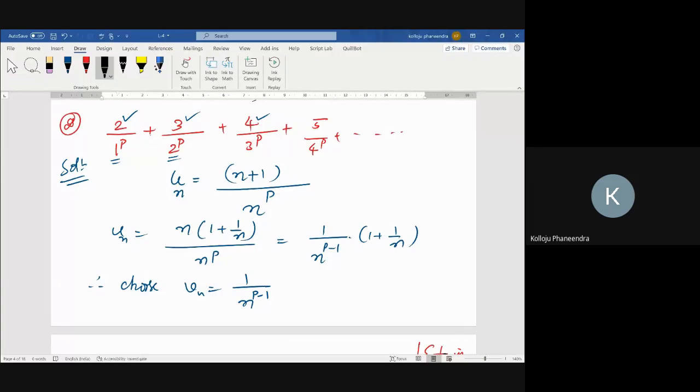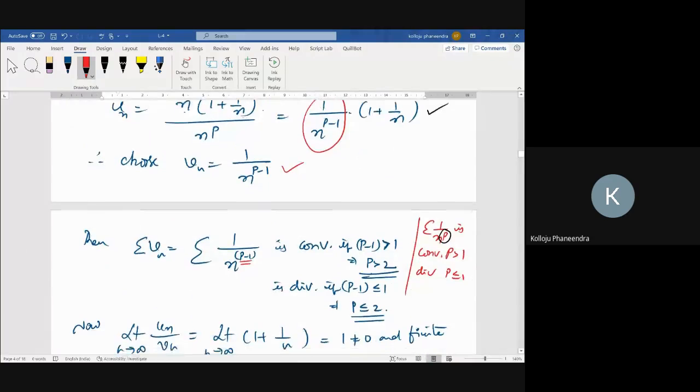Right. Listen once again. For this series, the nth term is what? First term numerator 2, second term numerator 3, third term numerator 4. So the nth term numerator is n plus 1. And denominator, first term 1 power p, second term 2 power p, third term 3 power p. So the nth term denominator is n power p. Let me express un by taking n common in the numerator. So un equals n into 1 plus 1 by n over n power p. This can be written as 1 by n power p minus 1 into 1 plus 1 by n. So what is my vn? 1 by n power p minus 1 is my vn.